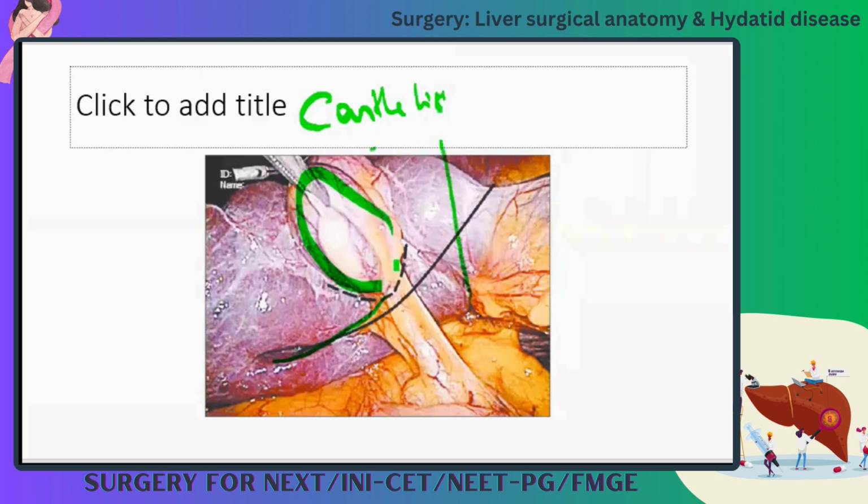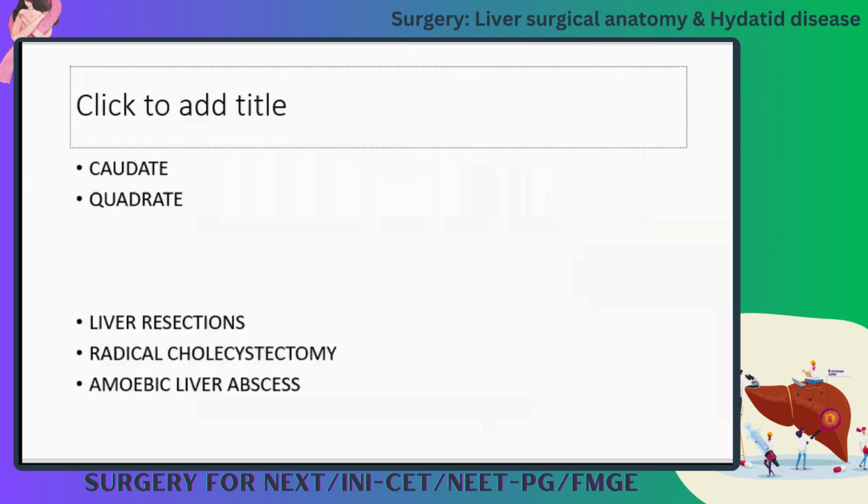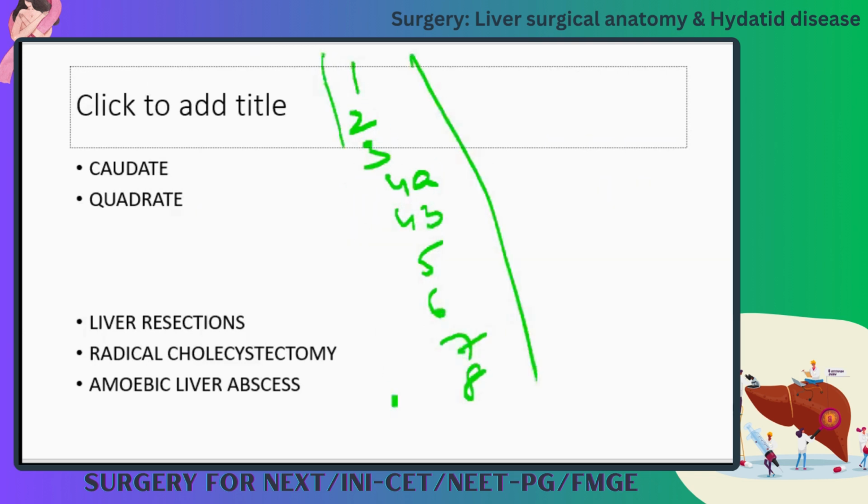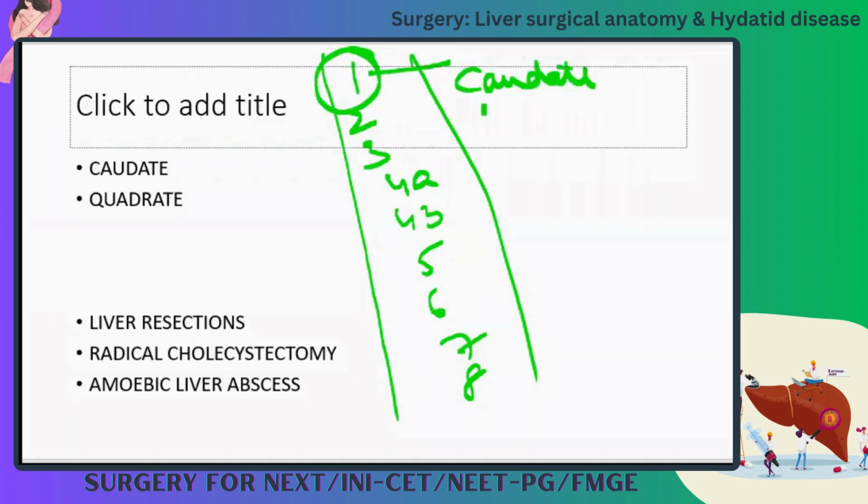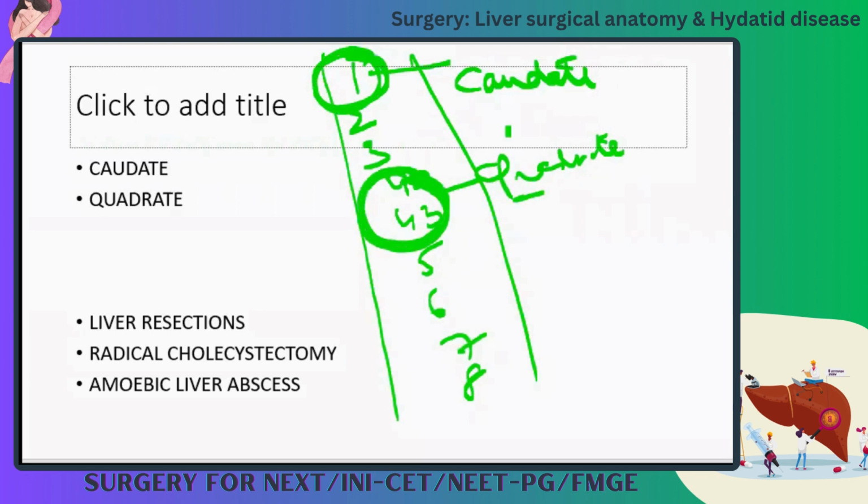It is along the gallbladder and the IVC. I'll show it in another picture. This is not here. Out of this, we have 1, 2, 3, 4A, 4B, 5, 6, 7, and 8. These are the 8 segments of the liver. Out of these, the named segments are: 1 is known as the caudate lobe, and 4 is known as the quadrate lobe.